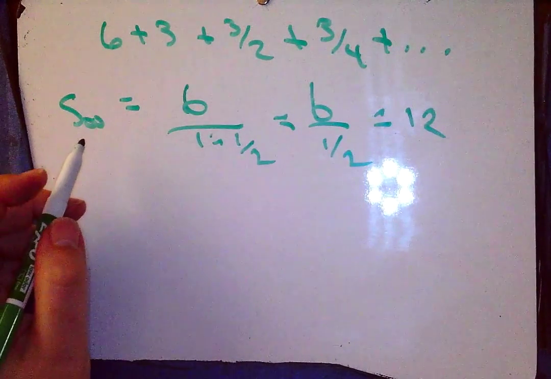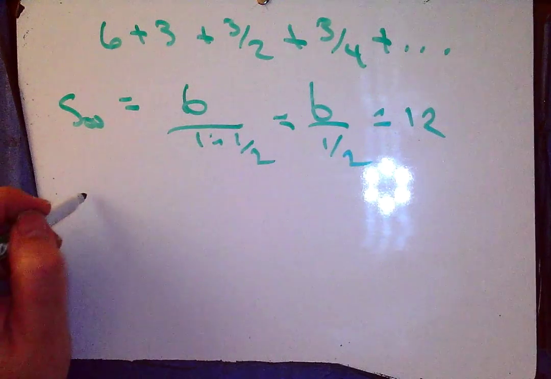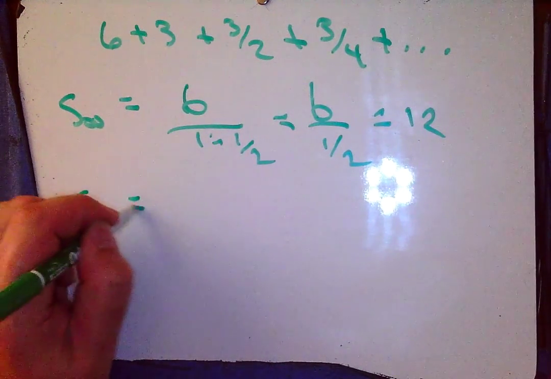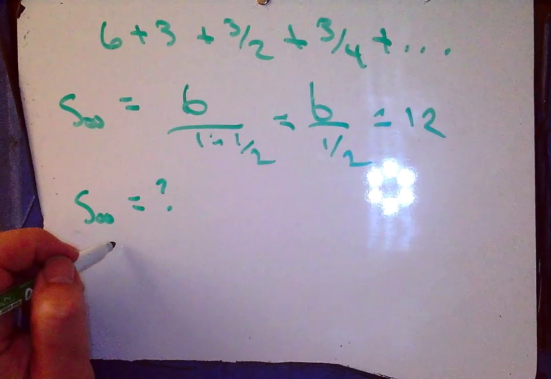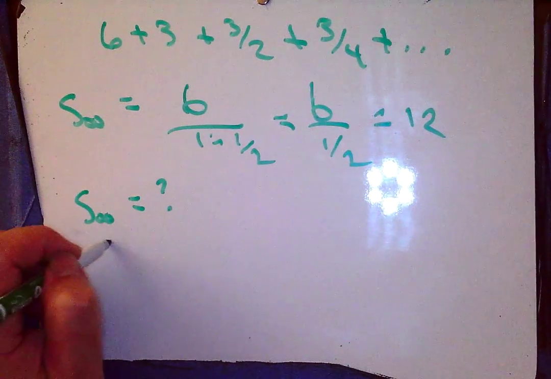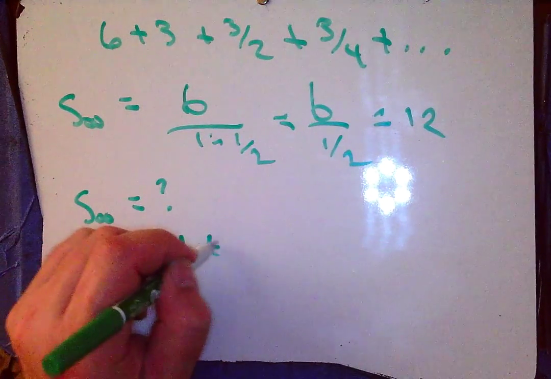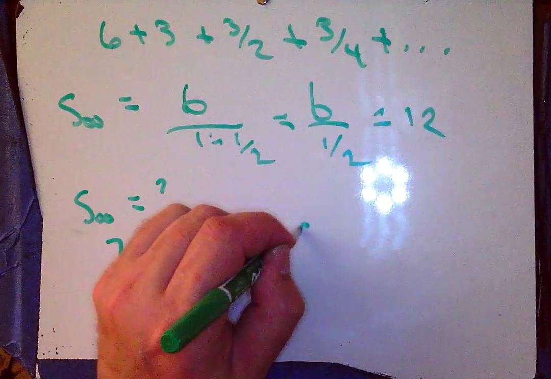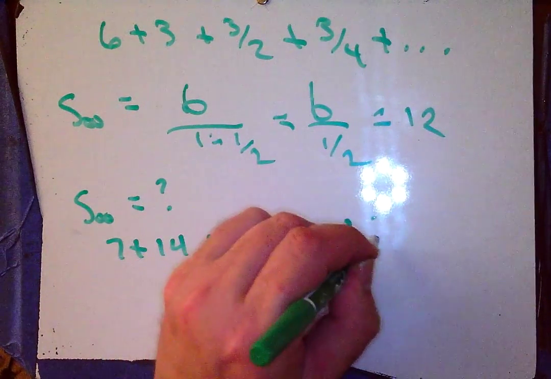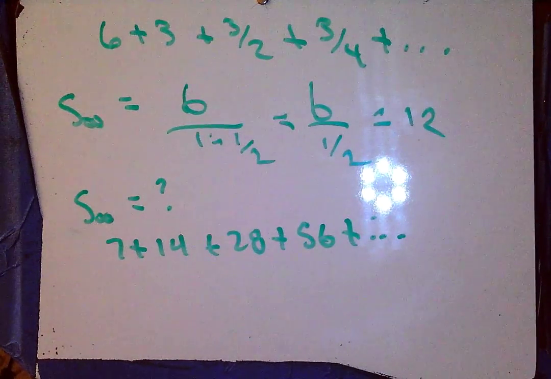Can I do the same thing with this infinite sequence? Find S sub infinity, given that 7 plus 14 plus 28 plus 56, and so on. Can we add up that infinite sum? Why don't you give it a try? Come back in a minute when you're all done.